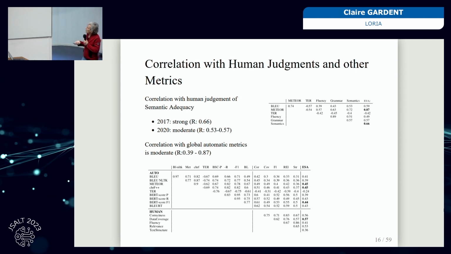So we do this on the human evaluation of 17 and 20. We get slightly different results because the protocols were also different, and the data is also different. Basically, we found that there's a moderate to strong correlation with human judgment of semantic adequacy. And the correlation with global automatic metrics again varies from one year to another. But you see that the correlation with BLEU is actually not so high.